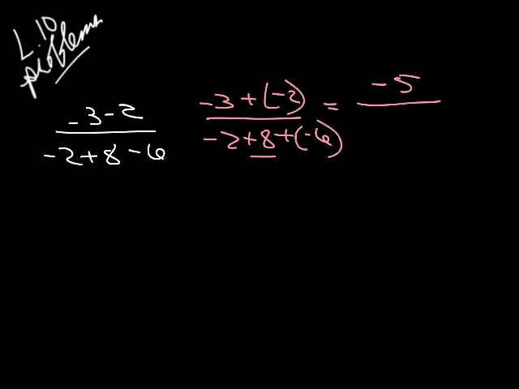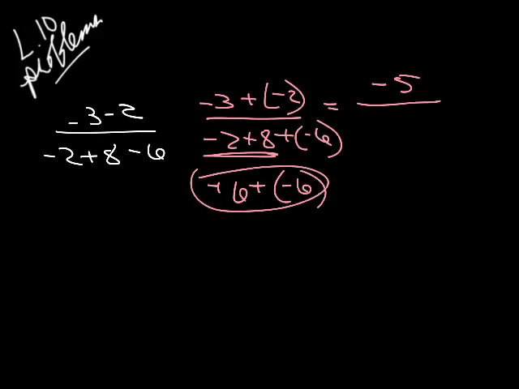On the bottom, we're going to add these two. Signs are different, so we take the difference, sign there. And we have a negative 6 there. Positive 6 and negative 6. Signs are different, so we take the difference between the two, which is 0.